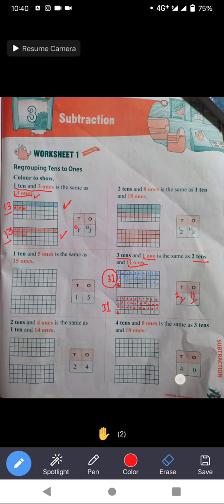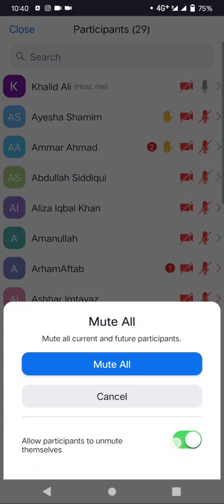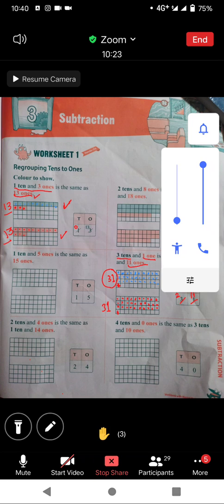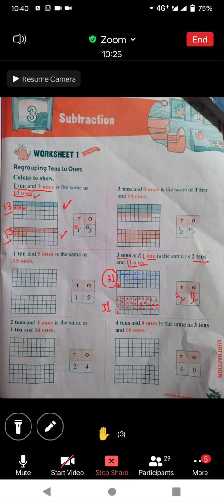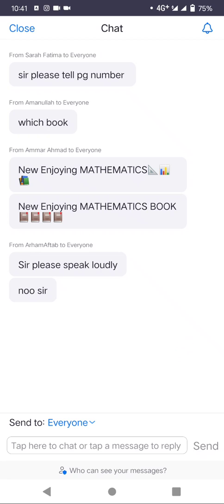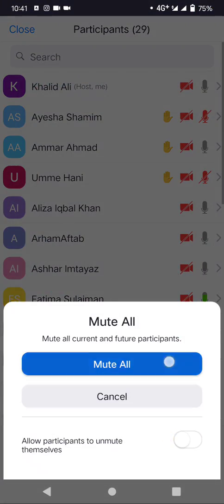Yes, understood, students? Yes. Sir, you have taught it yesterday too. Yes, I am just explaining again. Sir. Yes, sir. Have you all understood? Yes, sir. Okay. Yes, sir.